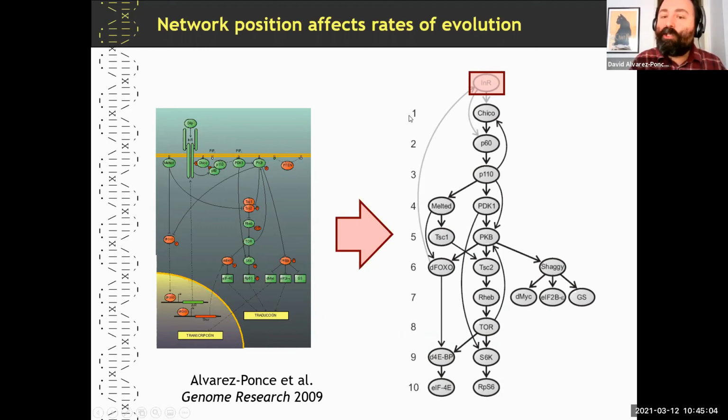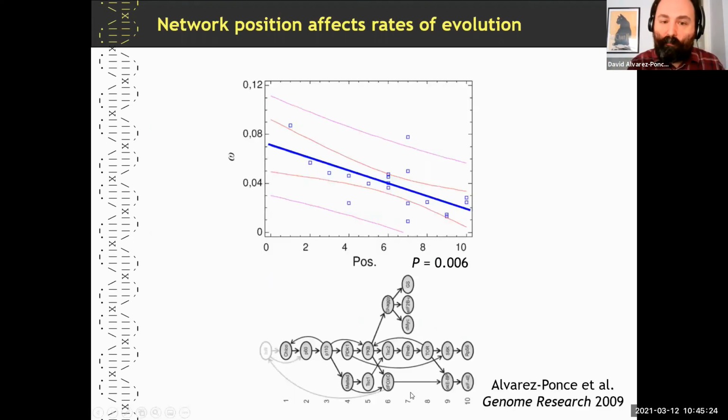So this is position 1, this is position 2, and so on, up to position 10, depending on how far away they are, metaphorically, from the insulin receptor, far away in terms of information flow, okay? So we had this quantity that we call pathway position. And we found a correlation between pathway position, represented from 1 to 10, and omega. But interestingly, it was negative. So it was opposite to what other authors had found for biosynthetic pathways, okay?